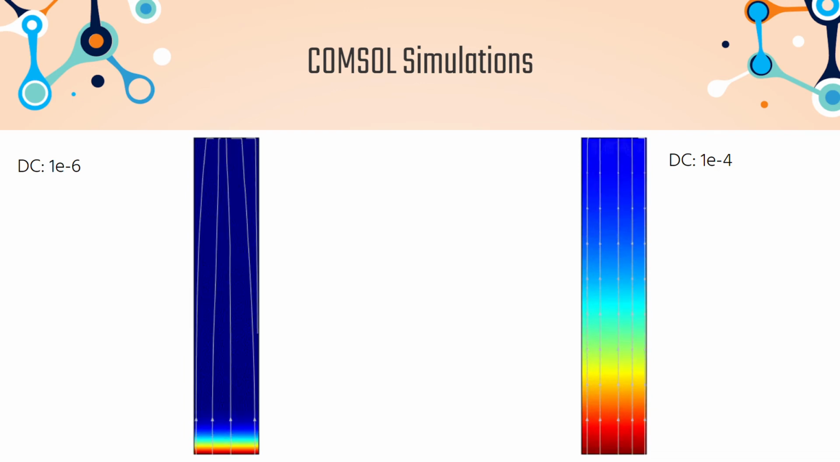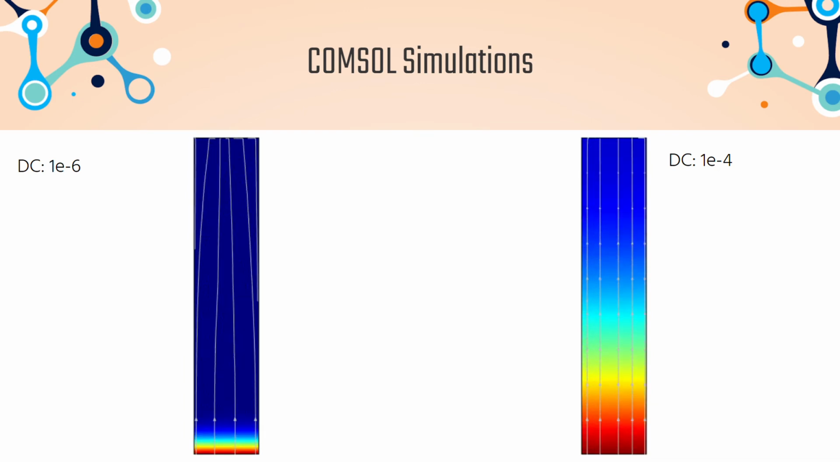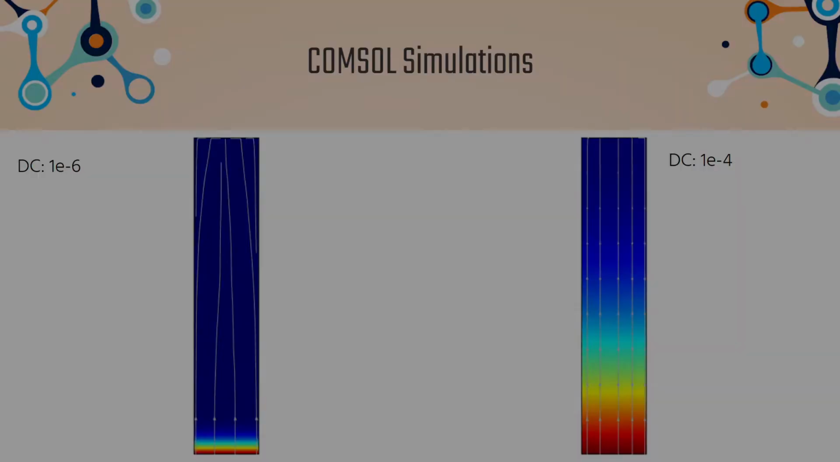For example, these first two plots were generated for a diffusion coefficient of 1e-6 meters squared per second. And the second round of plots were generated for 1e-4 meters squared per second. Each has a concentration profile develop and then later change as time increases.